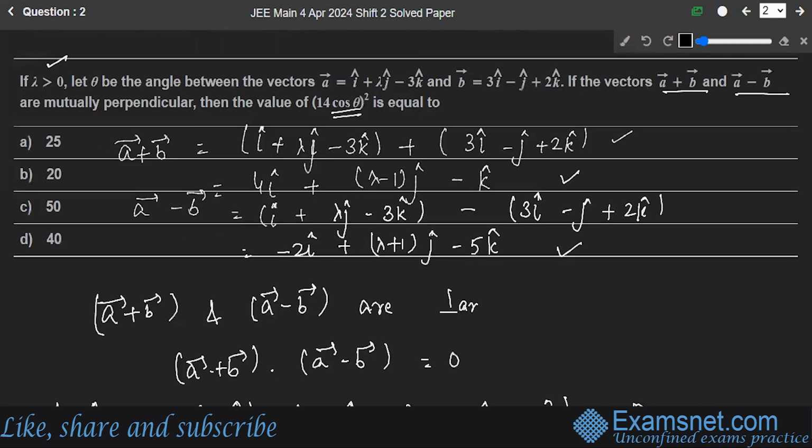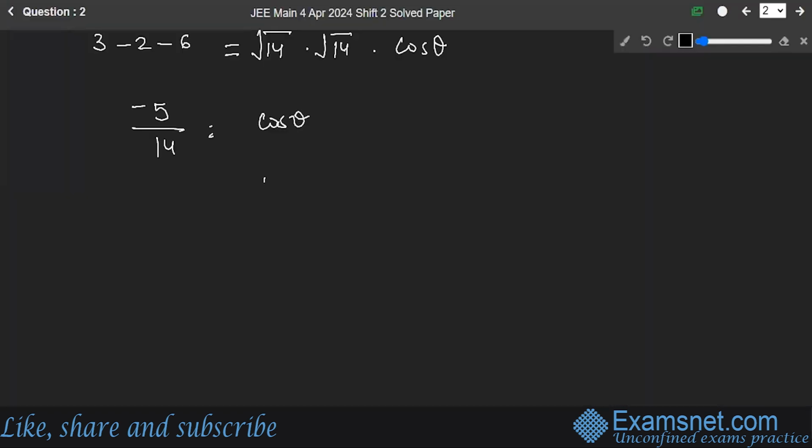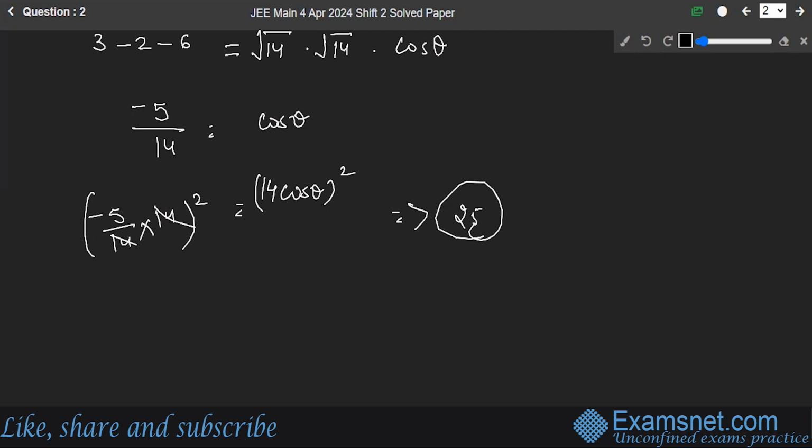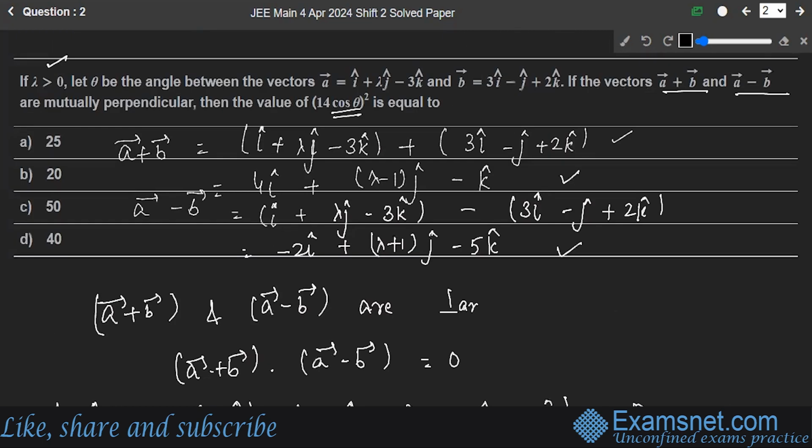What you have to find out in the question is (14 cos theta) whole square. So (14 cos theta) whole square will be (minus 5 upon 14 into 14) whole square, which gives me, this will cancel, and minus 5 square is equal to 25. This is the answer to the question, first option. Hope you're clear with this. Let's move to the next question.